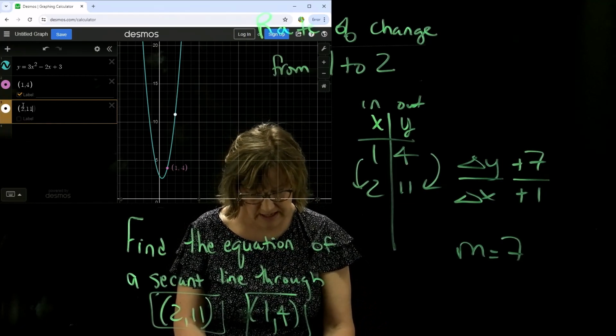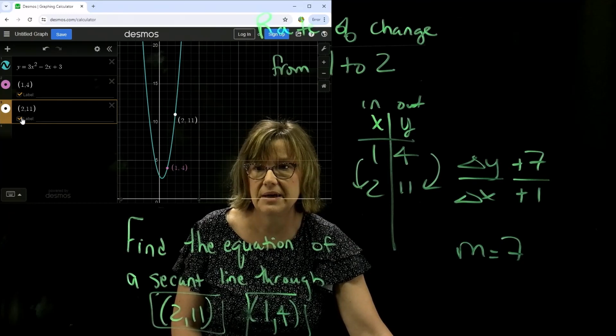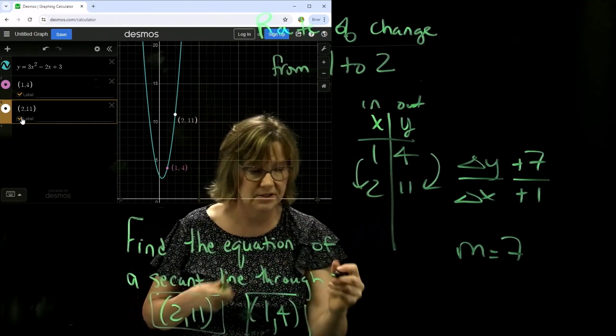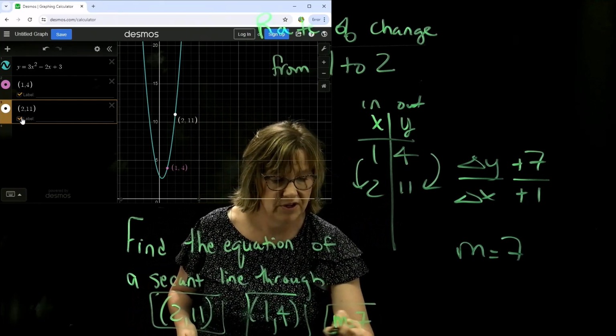Parentheses 2, comma 11, and then I can label that. All right, so we're trying to find the line that goes between those 2 points, now positive slope. All right, so I'm going to write m equals 7 over here so I don't forget.